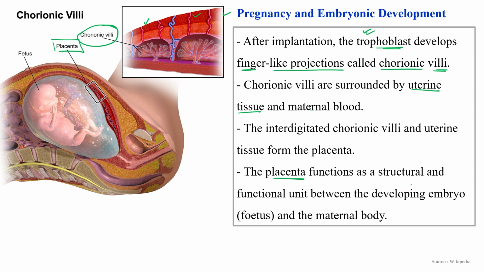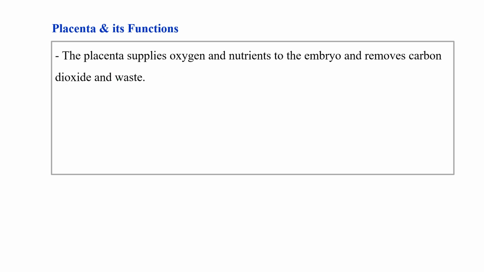Placenta actually functions as a structural and functional unit between the developing embryo and the maternal body. Means between the fetus, this is fetus, and this is the maternal body. So it acts as a junction, a structural and functional unit. So why is it important?